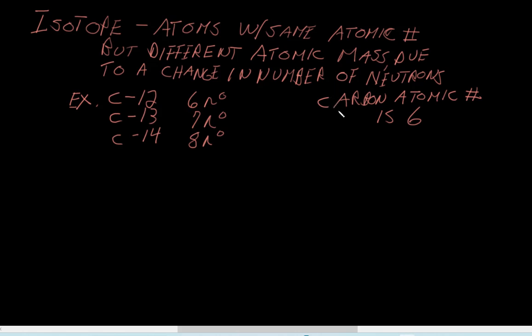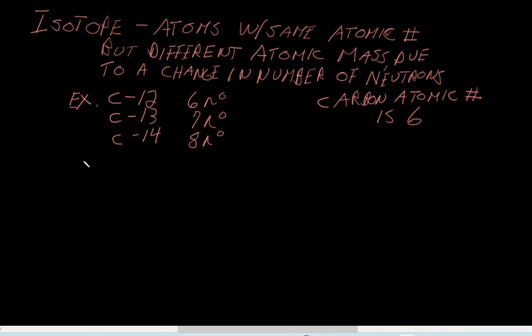An example of this is carbon with an atomic number of 6. Well, there are 3 different isotopes of carbon. You have carbon 12, carbon 13, and carbon 14. Carbon 12 has 6 neutrons. Carbon 13 has 7, and carbon 14 has 8 neutrons.